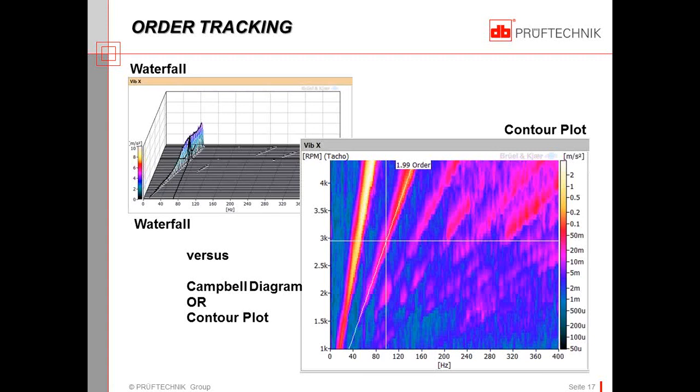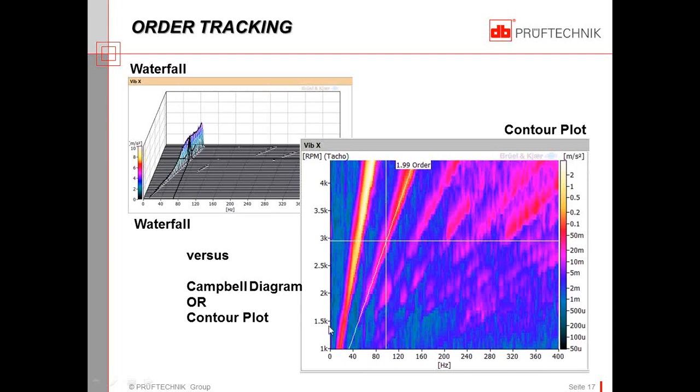Another way of plotting the data, I don't know whether all of you have seen this type of plot, is called a contour plot. It's a little bit like a Campbell diagram. It's like looking at the waterfall plot from overhead, looking down on it. On the y-axis, we have RPM. On the x-axis, we have frequency. And the amplitude in the contour plot is expressed as a color intensity. The hotter the color, the higher the amplitude. The cooler the color, the lower the amplitude.